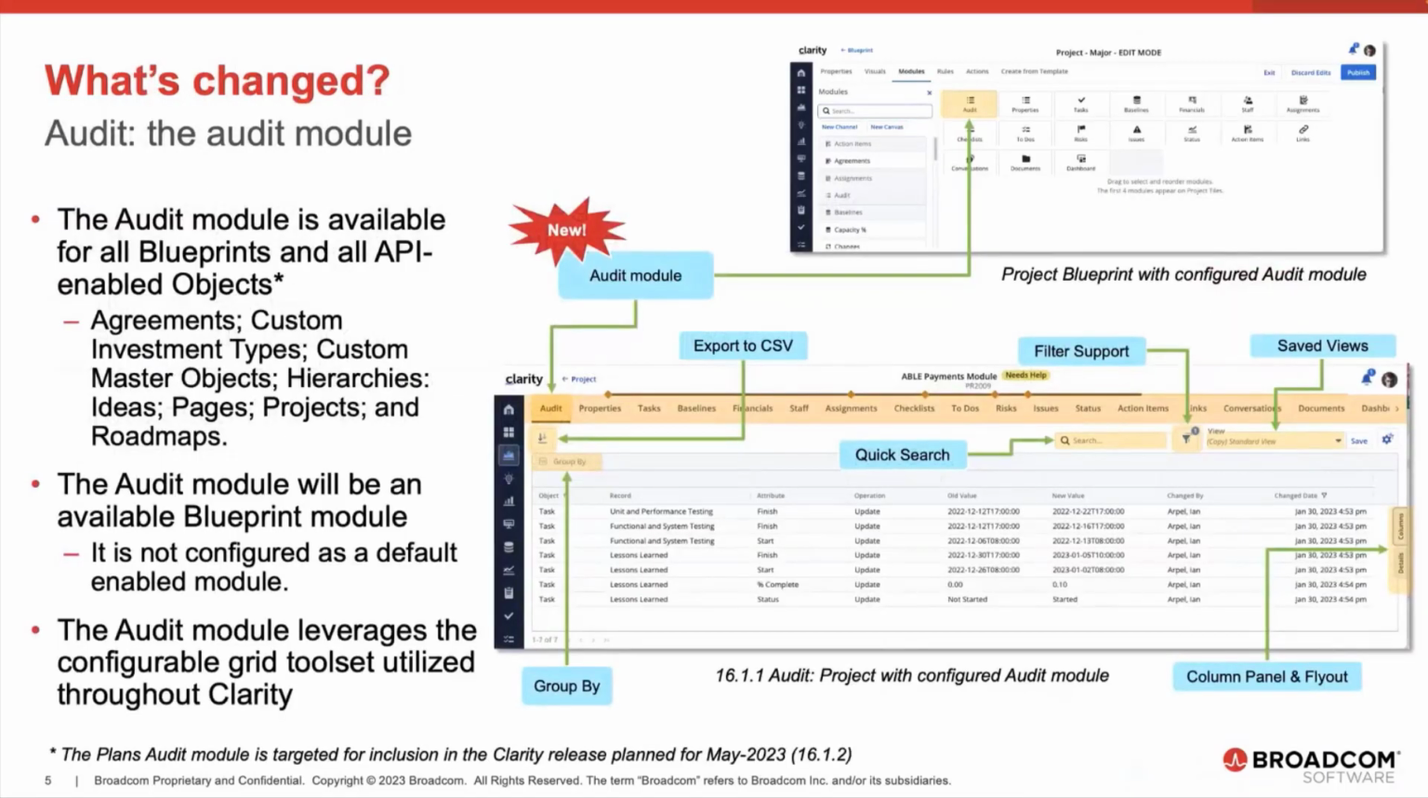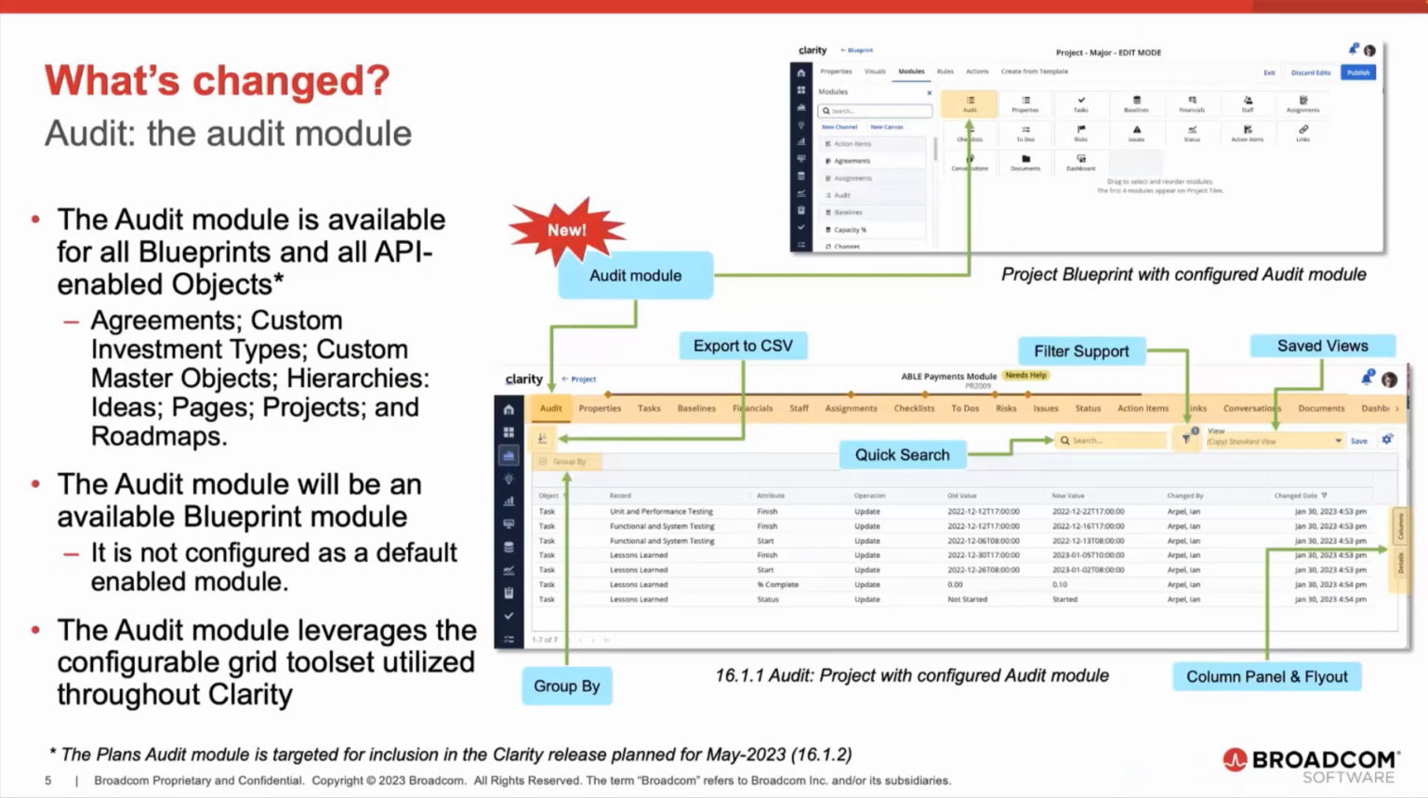So what's changed? I just discussed an audit module that is available for all blueprints and can be configured on all API-enabled objects. The audit module is available for agreements, custom investment types, custom objects, hierarchies, ideas, pages, projects, and roadmaps. As you'd expect, the audit module is available as a blueprint module. However, the audit module is not configured by default as an enabled module. The administrator simply configures the audit module in the same manner as all other modules.